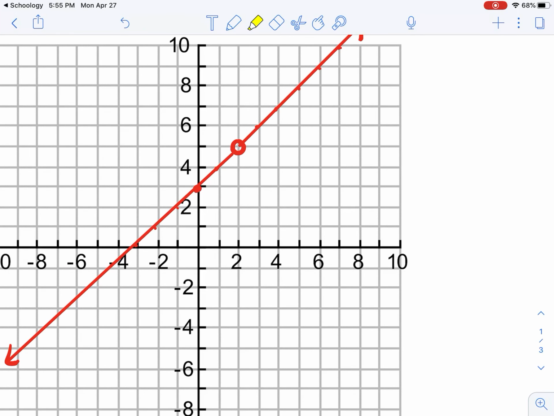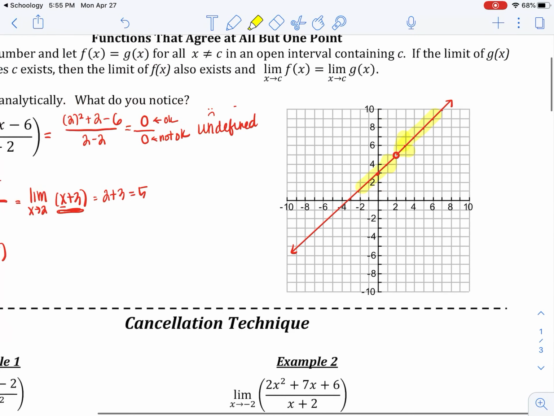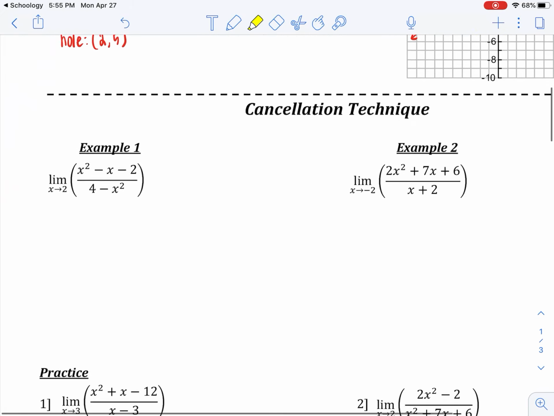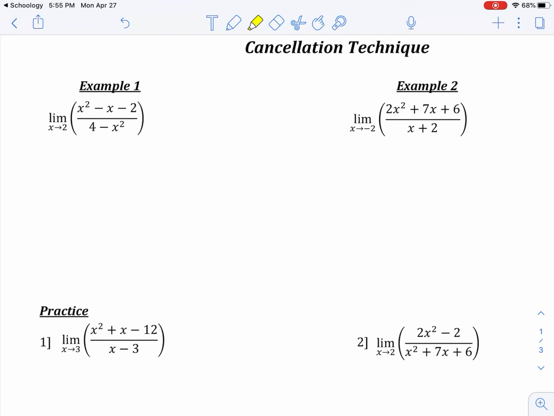Now, if you look at the limit as x approaches 2 from the left, you're approaching 5. If you look at x approaches 2 from the right, you're approaching 5. So the limit is 5, right? So that is the case where the limit does exist, and there's a hole, right? And that'll always be true. Okay, next.